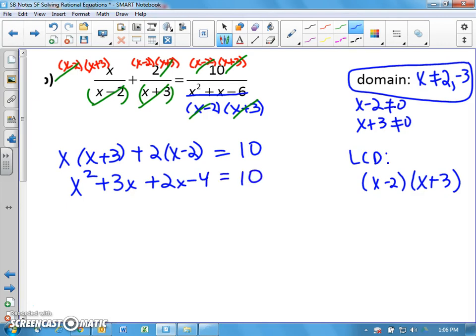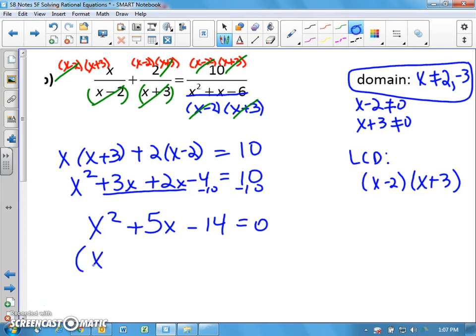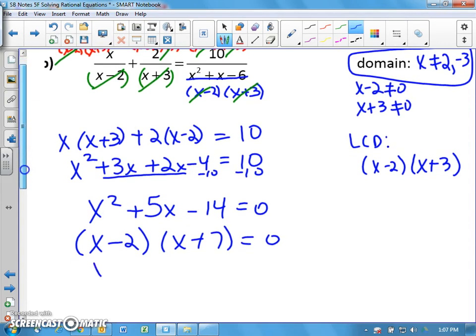Since I have a quadratic now, I have an x squared in my problem, I need it all on one side equal to 0. So I'm going to have x squared. I'm going to go ahead and add those two together and get 5x, and I'm going to subtract by 10 and get minus 14 equals 0. To solve our quadratic, we're going to factor and set each factor equal to 0. This should factor fairly easily. It's going to be x minus 2, x plus 7. So since each one of those could be 0, we'd have x minus 2 equals 0, x plus 7 equals 0, so x is 2, or x is negative 7.